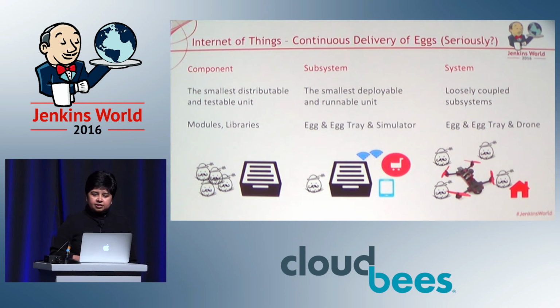The rate of change here is probably 50 times more. Internet of Things and eggs. So continuous delivery of eggs. Like if we can be very serious, how does it work?